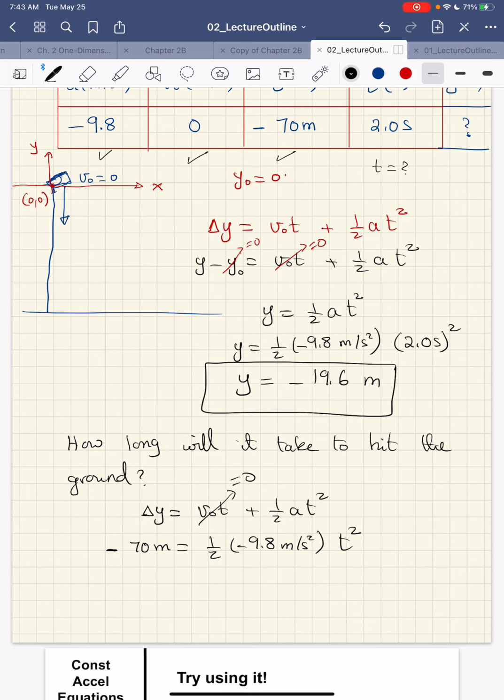Then here I have to calculate first 70 times 2 and then divided by 9.8. This is going to be t squared equals 14. You can put all the digits here, and of course using your calculator you will be able to find what t is, and that is going to be 3.8 seconds. Then it will take 3.8 seconds to reach the ground.